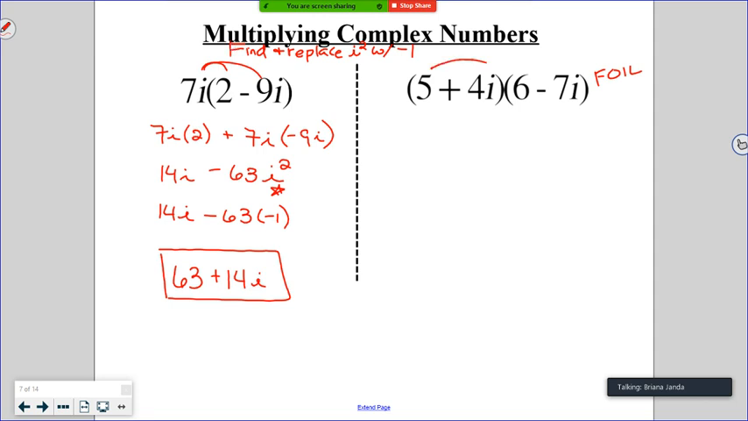So we start with our first term here. 5 times 6 is 30. 5 times -7i would be -35i. 4i times 6, 24i. 4i times -7i, -28 I squared, and there's our find and replace. So I'm not going to leave that I squared in there. I'll replace it with a -1.